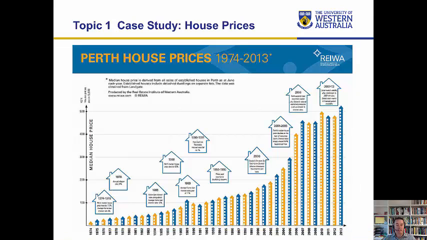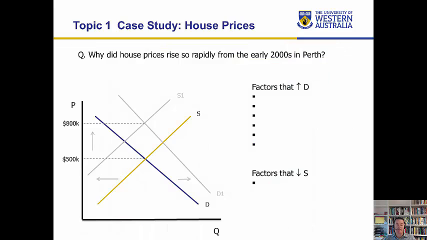Now, to get some insights into this, we're going to use the demand and supply model. And this model will only provide us with some insights into this question. The model won't give us all of the answers, but it'll give us some of the important answers. Now I've drawn it so that the demand curve shifts from D to D1 and the supply curve shifts from S to S1. Both of those contribute to quite a large increase in prices.